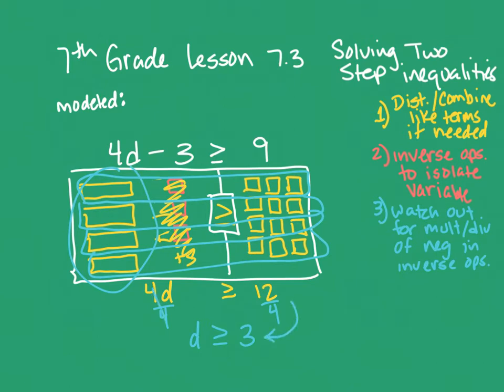So they just wanted our brains to see the model version of what's happening and why. Why am I adding 3 here? Because I'm trying to get those 0 pairs. I'm trying to fill that hole in. So that's why we do the inverse operations. All right, let's go ahead and practice some.